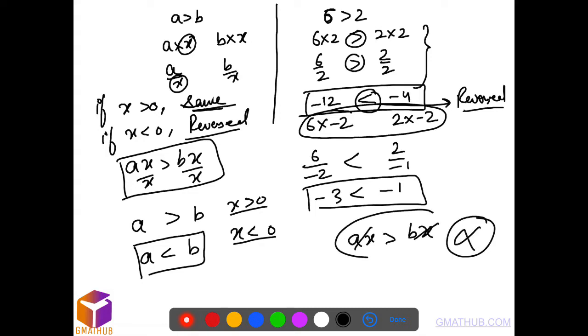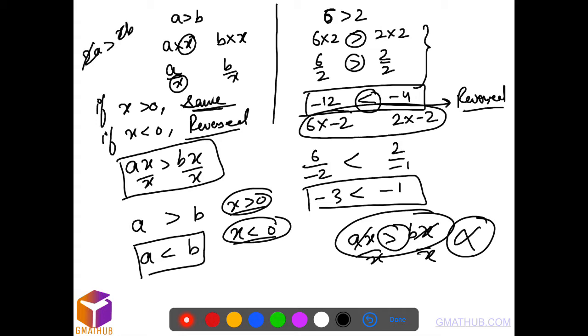So ax more than bx is there, we can't cancel out. That'll be wrong. Cancelling out means we are dividing both sides by x. So we don't know whether the sign of x is positive or negative. We don't know what will happen to the inequality. So that's the problem here. Okay, if it is given that it is positive or negative, then obviously we can divide both sides. For example, if I say 2a is bigger than 2b, now we know 2 is positive, we can cancel, or we can divide both sides by 2. Okay, we can't divide by variable, that'll be wrong.